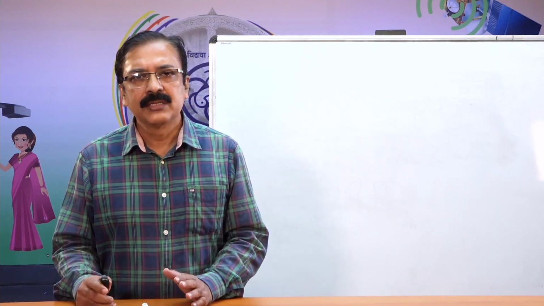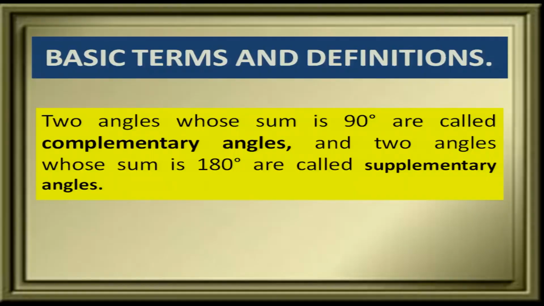Now we have to study some other types of angles, that is, complementary angles and supplementary angles. Complementary means what? When the sum of two angles is 90 degrees, then we say both angles are complementary angles to each other. And similarly, two angles whose sum is 180 degrees are called supplementary to each other.